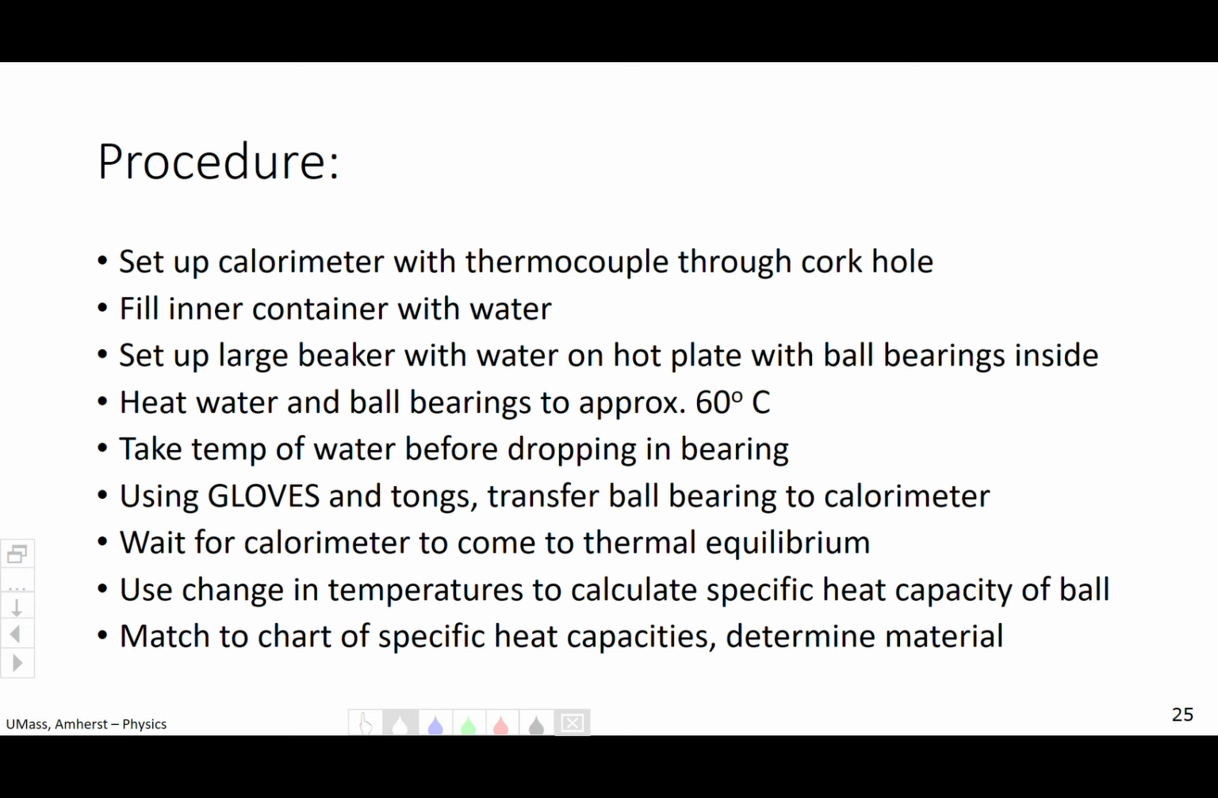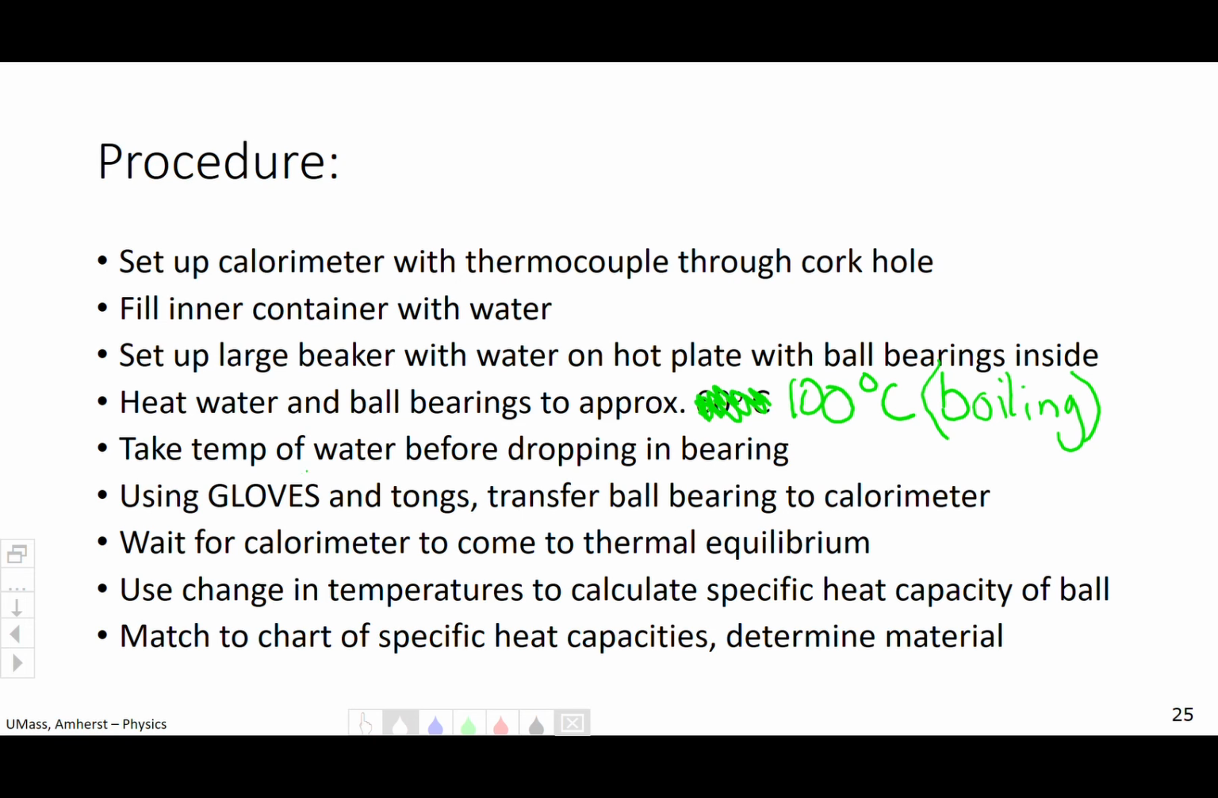All right, what are we going to do? We're going to set up our calorimeter with the thermocouple, that is the end of the thermometer with the little rubber on it, through the cork hole. Fill it with water. You're going to have to mass the water that is in the inner cup. Okay, there's a scale over on the far side of the room next to the whole mess of motion cart stuff that I have. Okay, set up the large beaker on the hot plate with ball bearing. That should not say 60 degrees Celsius. That should say 100 degrees Celsius, aka boiling.